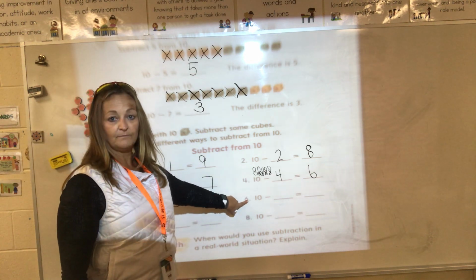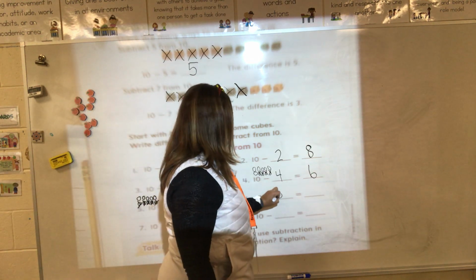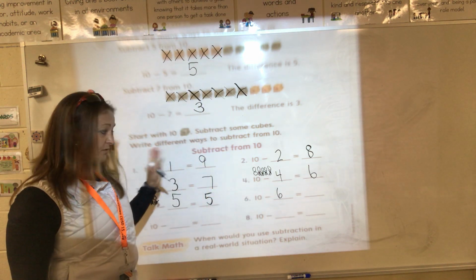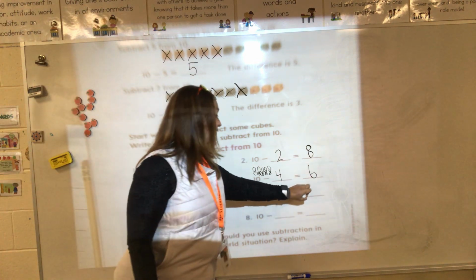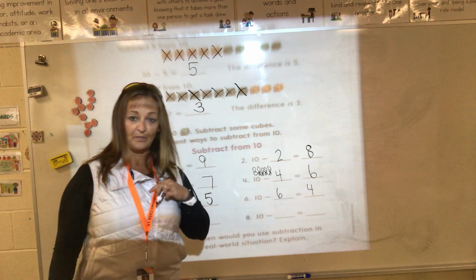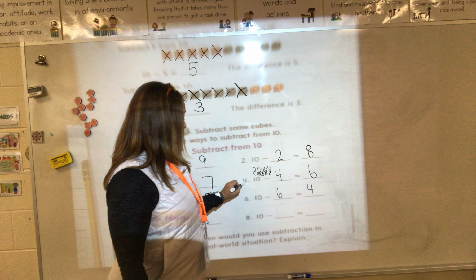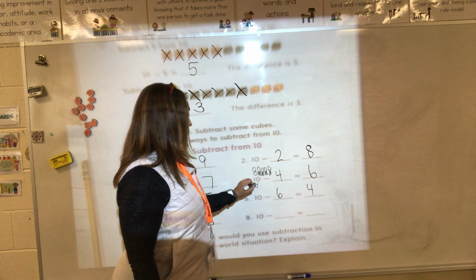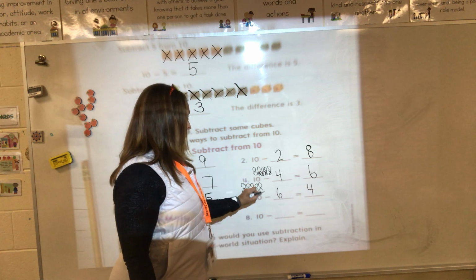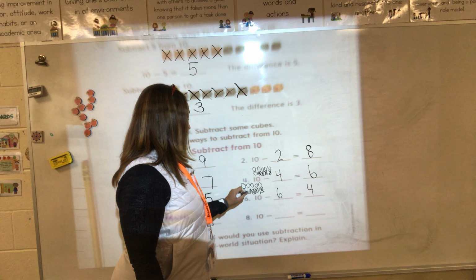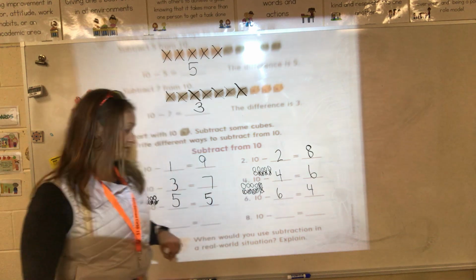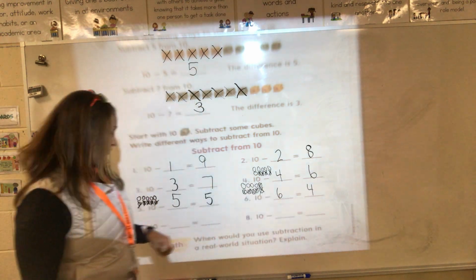So I've used 1, 2, 3, 4, 5. Next I need the number 6. If you can already do this in your head, you can visualize a picture there and you don't need to draw, and you know that 10 minus 6 is 4, then just do it that way. So I'm going to draw a picture just to check our work and make sure it's right. 1, 2, 3, 4, 5, 6, 7, 8, 9, 10. 1, 2, 3, 4, 5, 6. 1, 2, 3, 4. I have 4 left over. So 10 minus 6 is 4.